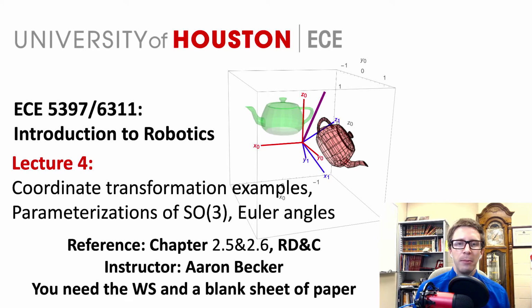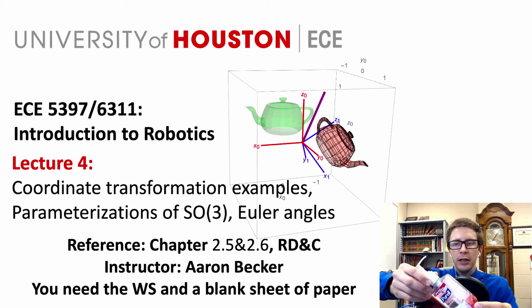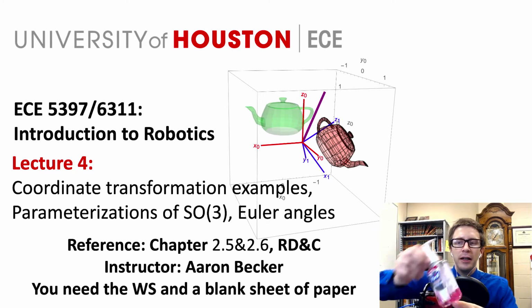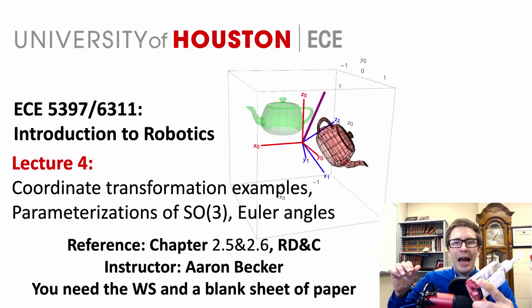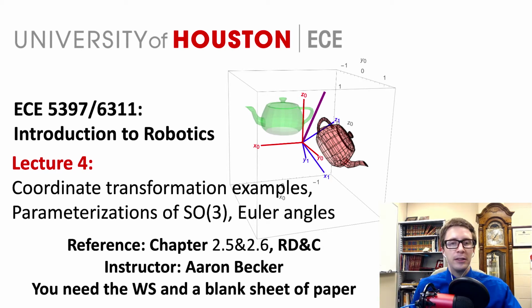Today we're going to talk about how we can represent the orientation of an object, and specifically how we can represent an orientation change. So if you have an object in one orientation and then another orientation, how can we mathematically describe how to move from the first orientation to the second? We'll learn today that there are many different parameterizations. In the background here is the famous Utah teapot, which we'll use to explore different ways that we can represent the same rotation. For today, you will need the online worksheet and a blank sheet of paper.